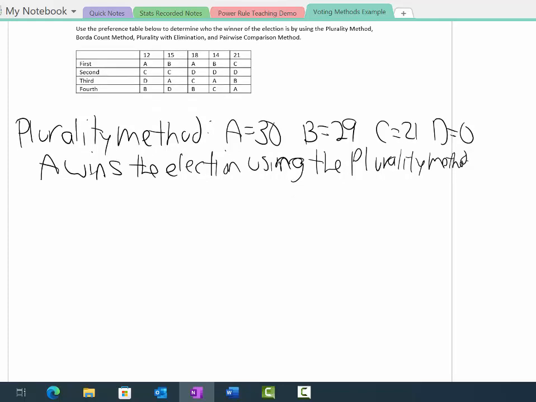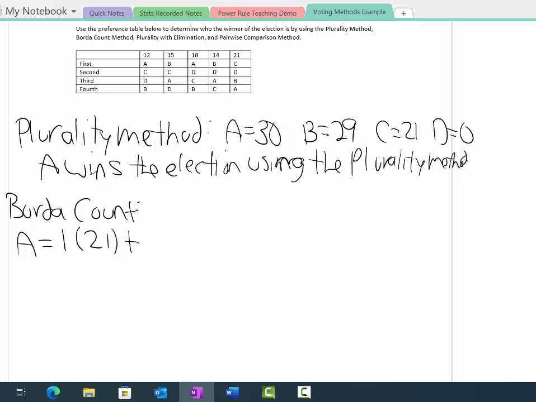Okay, now let's take a look at the Borda count. So the Borda count gives you more points the higher place that you finish. So let's start with A. Let's count how many fourth place votes A has. So going across fourth place, that's 21. So 1 point for every fourth place vote.